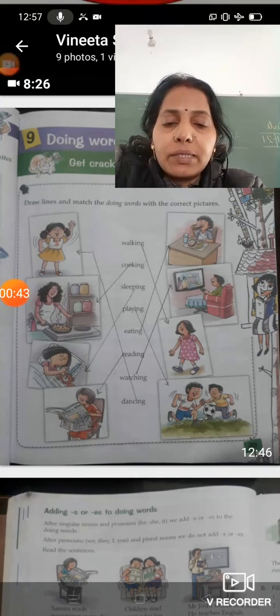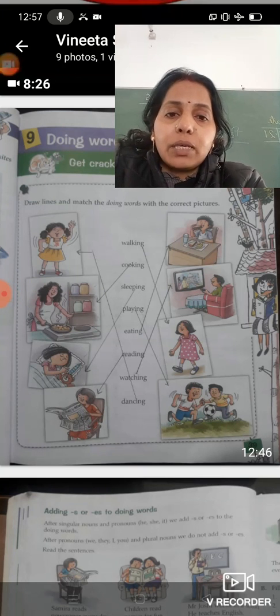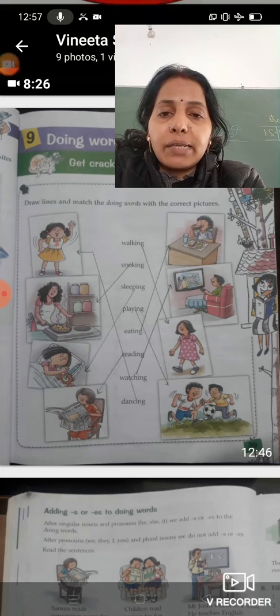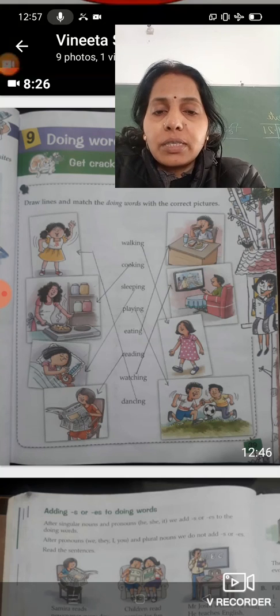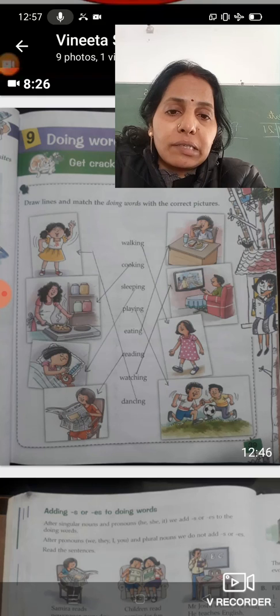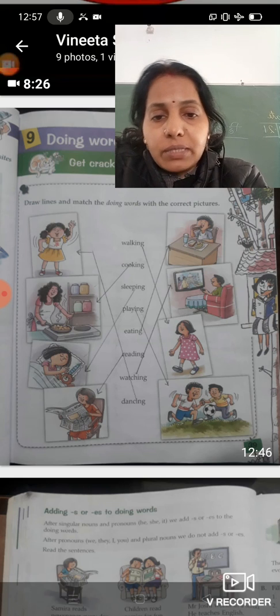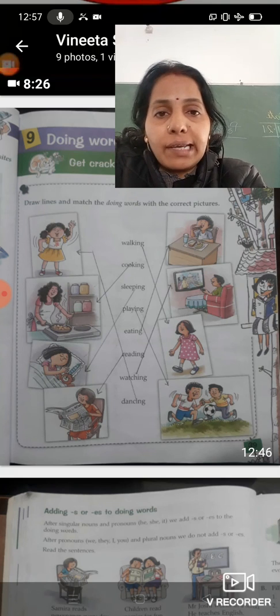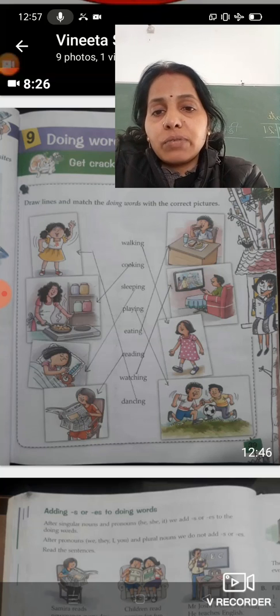Children, you are seeing on the mobile screen page number 39, as I am showing you. In this part, on both the left and right sides, a few pictures are drawn and a few words are written: first is walking, second is cooking, third is sleeping, fourth is playing, next eating, then reading, then watching, and the last one is dancing. Children, these are the verbs, and you have to match these words with the correct picture.